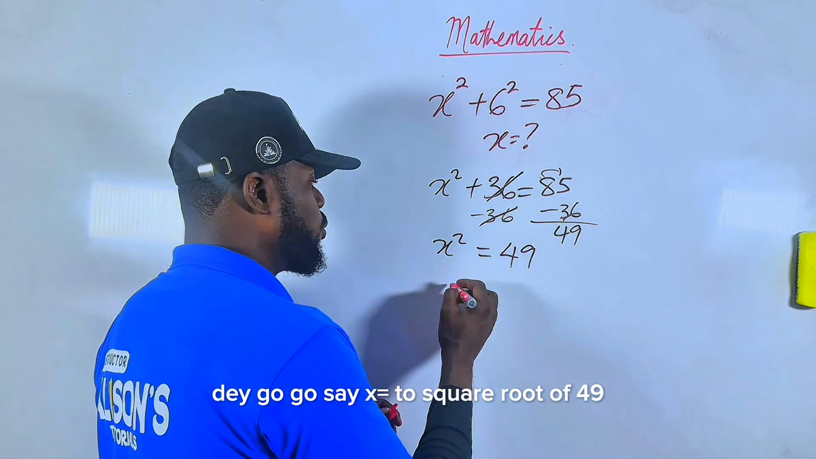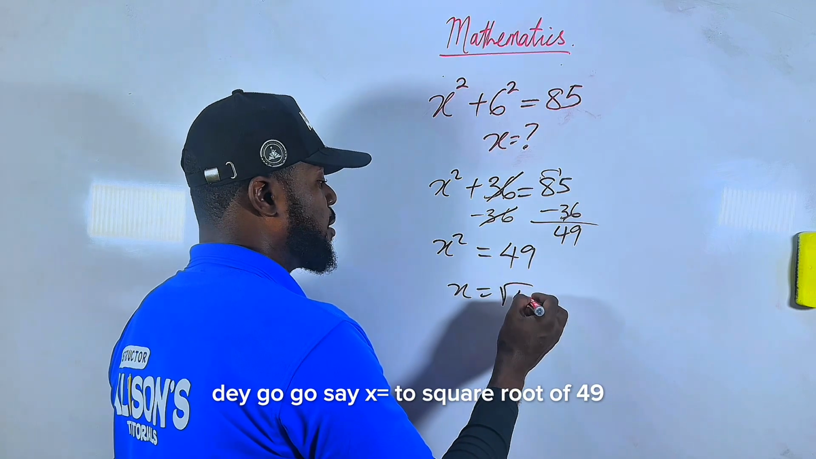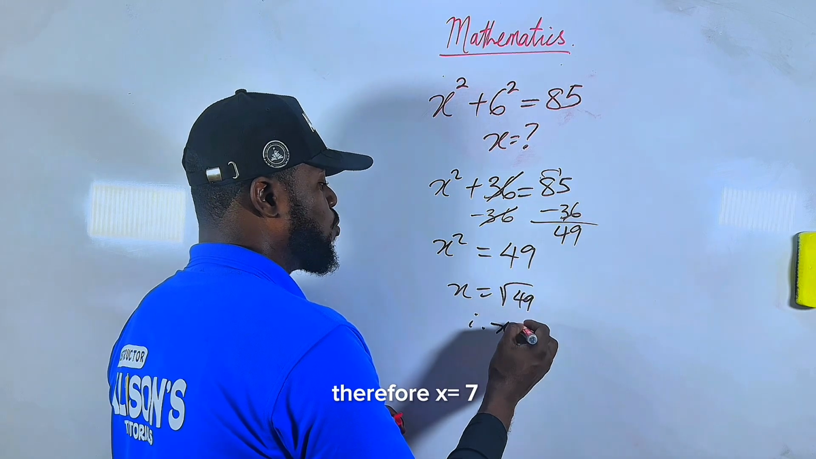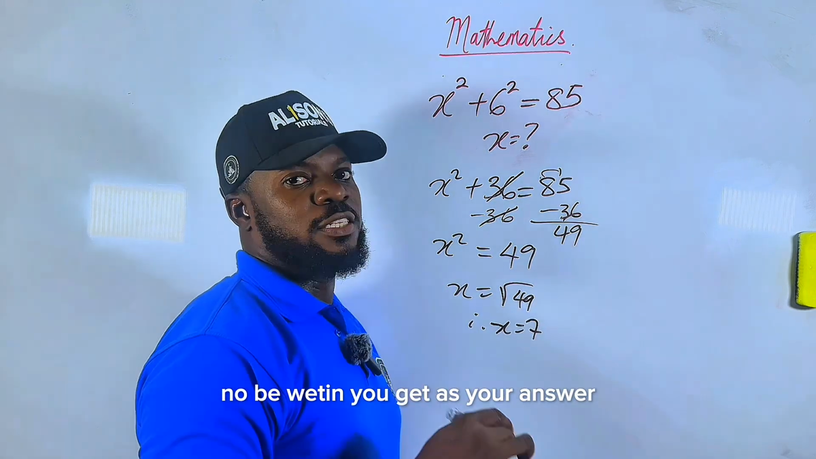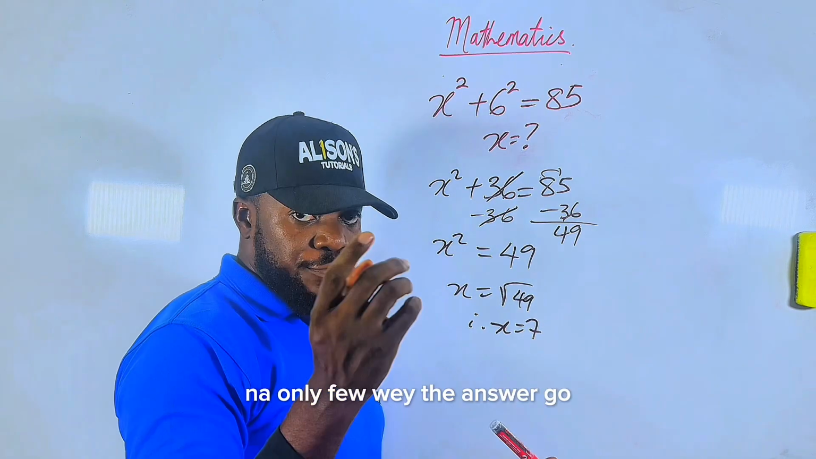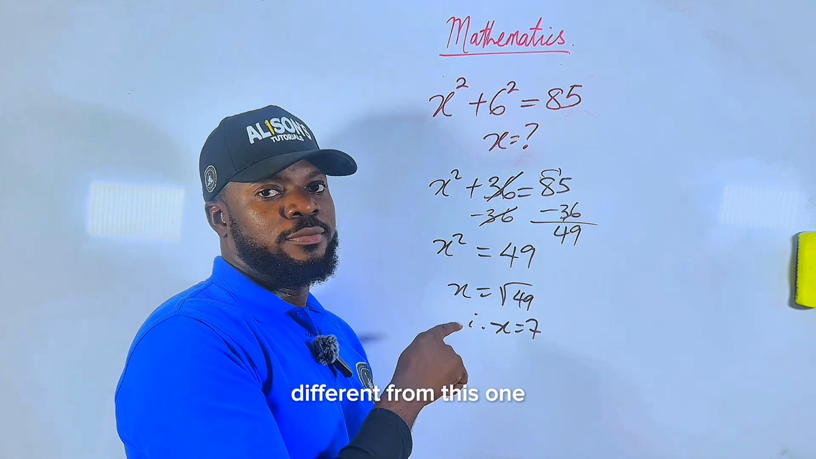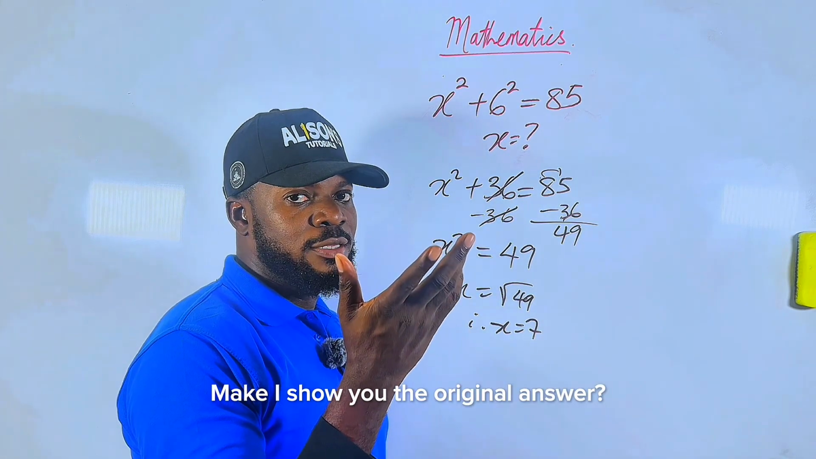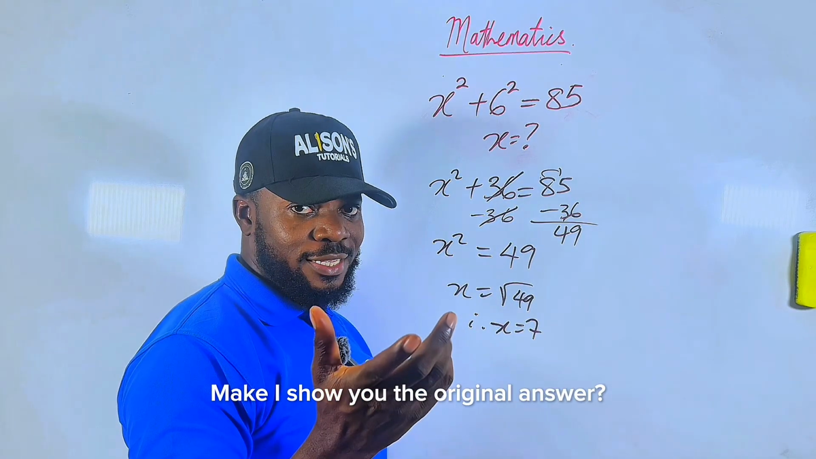They will say x equals the square root of 49, therefore x equals 7. Don't wait to get that as the answer. Now, only a few will get an answer that differs from this one. I'll show you the original answer.